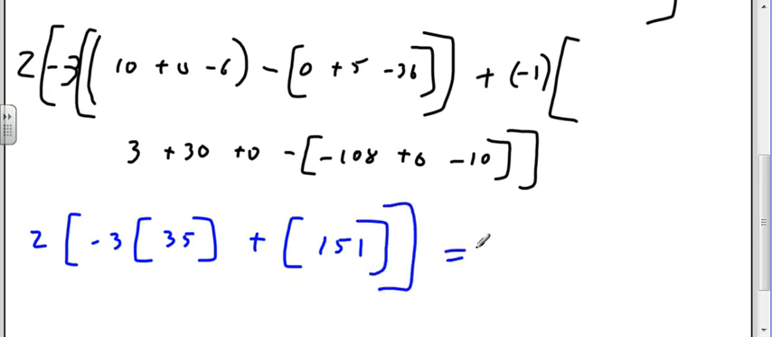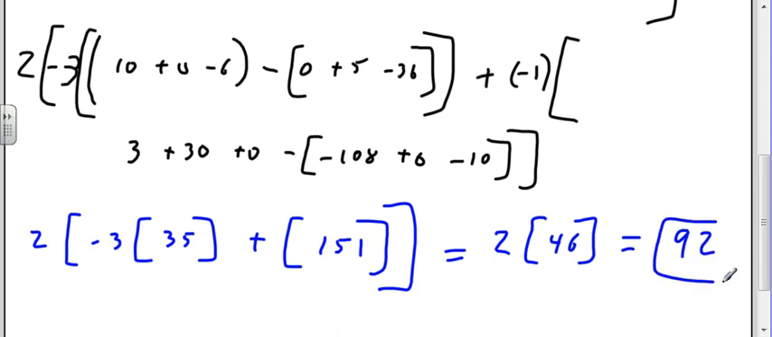I think. Really? 33 plus 108 plus 10. Yeah, 151. Okay, so I got 151 minus 3 times 35. So I got 2 times 46, and then times 2, 92. So that guy should be a 92, all things being equal, unless I made some other mistake along the way.